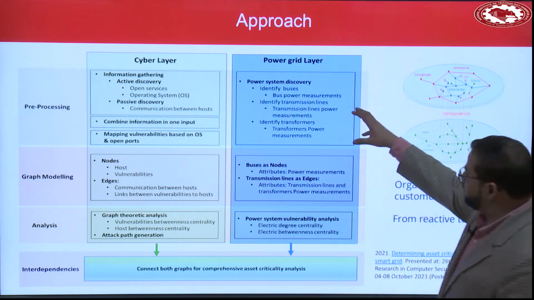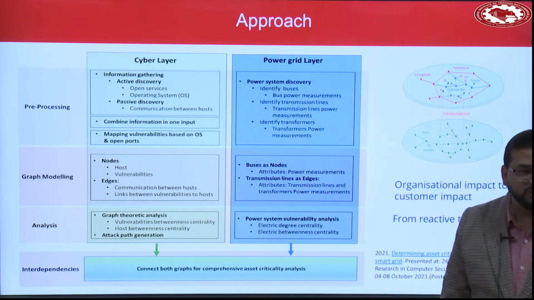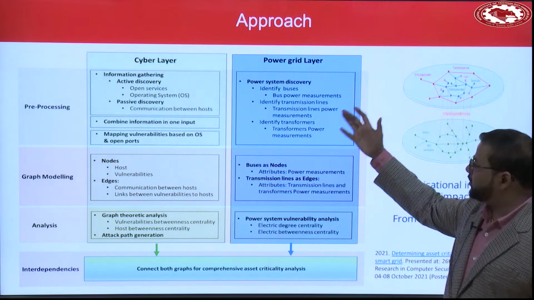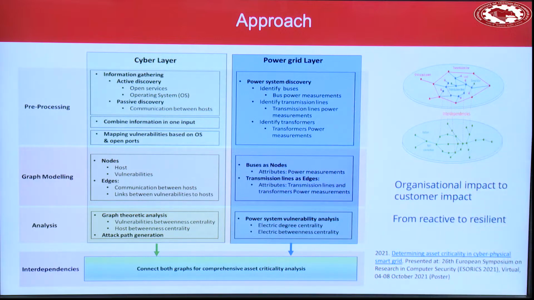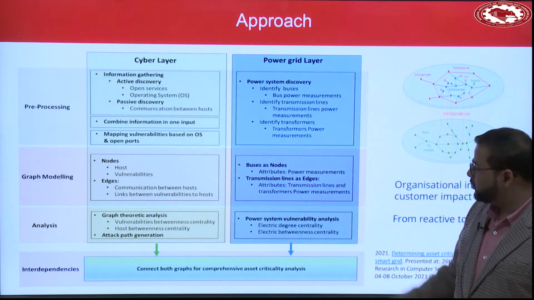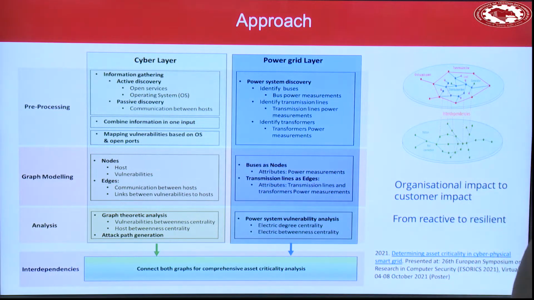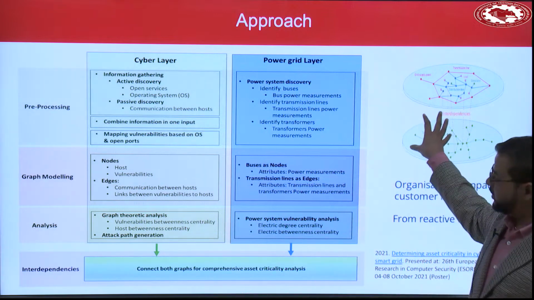In a similar way, we also did this for the power system. In a power system, you have buses, lines, transformers, and other devices, loads, capacitors, and so on. For each of those devices, given the way they are connected in the network, we wanted to understand criticality. You represent buses as nodes and transmission lines as edges, and then similarly you perform electric degree centrality and electric betweenness centrality. Once you have both ready, you want to plot the graph and understand the interdependency.